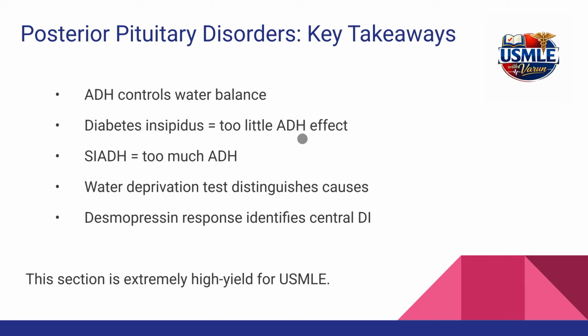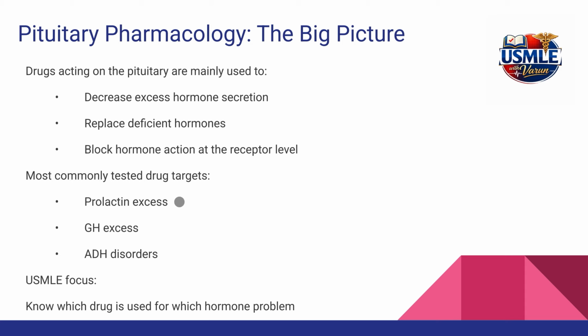Coming to pituitary pharmacology, pituitary drugs are mainly used to decrease excess hormone secretion, replace deficient hormones, or block hormone action at the receptor level. The most commonly tested targets are prolactin excess, growth hormone excess, and ADH disorders. The USMLE focus in pituitary pharmacology is that we need to know which drug is used for which hormone problem.